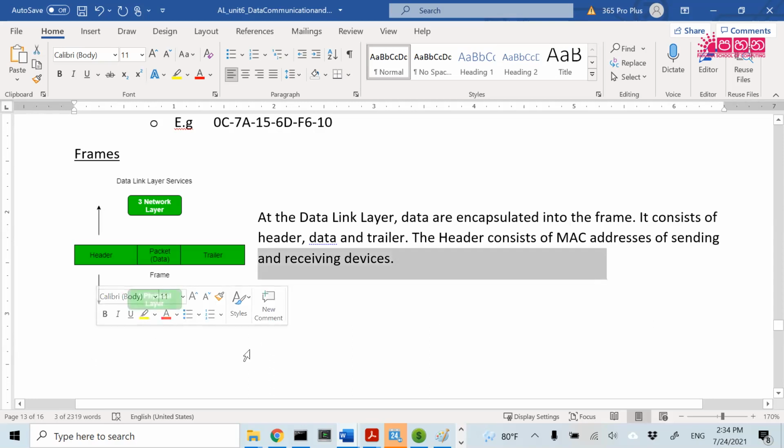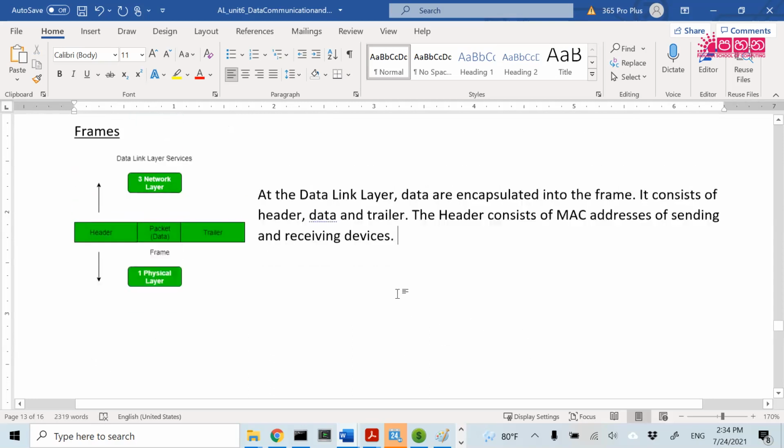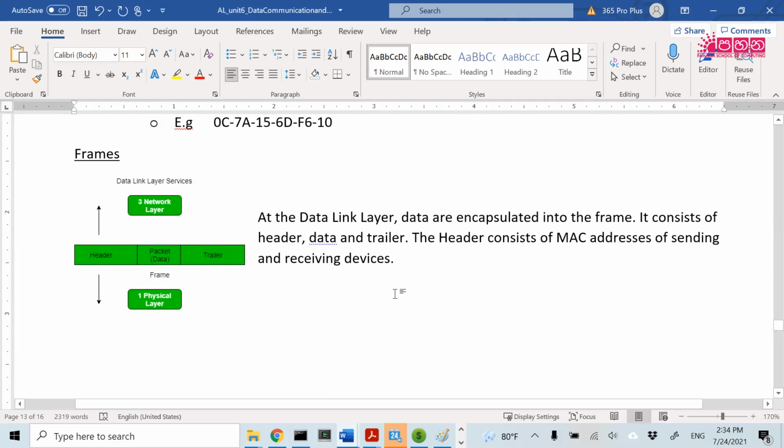Right. So that's about the frames. What you need to remember is data transmission happens in different ways. At the lowest level, it's bit by bit in the physical layer. An upper level, which we call the data link layer, is sending and receiving as frames. In frames, we have three parts: head, data, and trailer. The header part consists of MAC addresses of the sending and receiving devices. So that's all you need to remember about the frames. More we'll discuss later on.